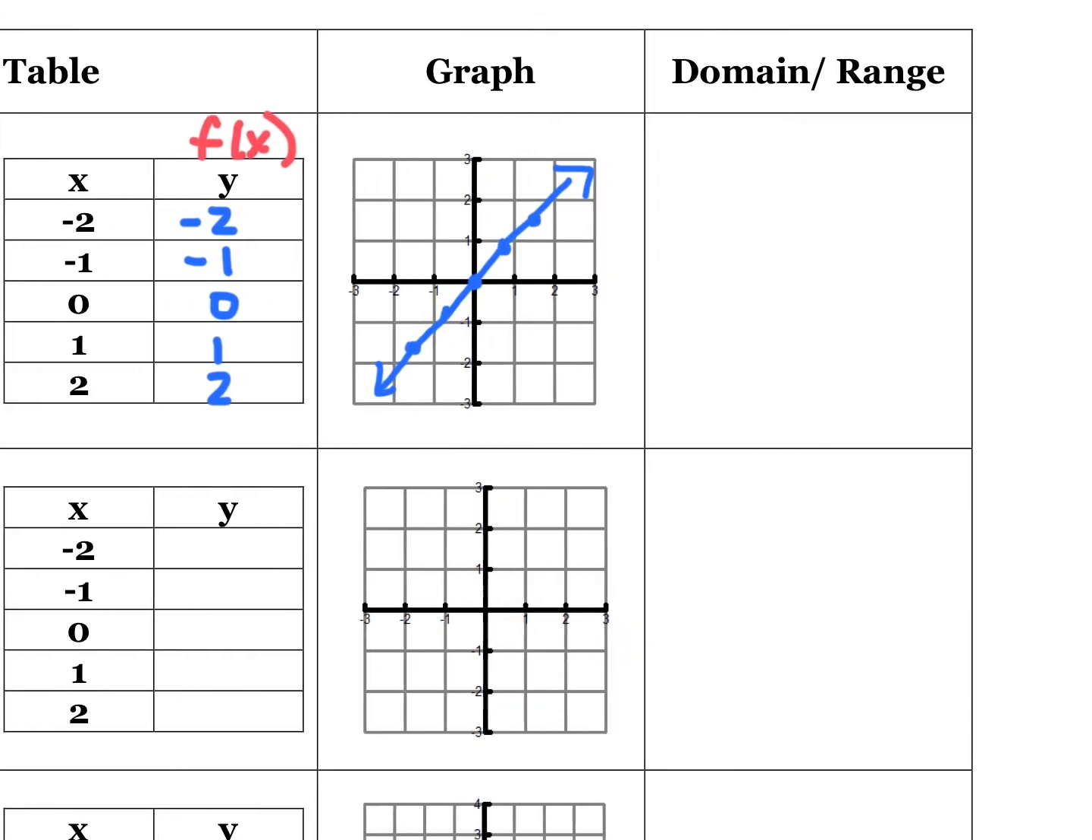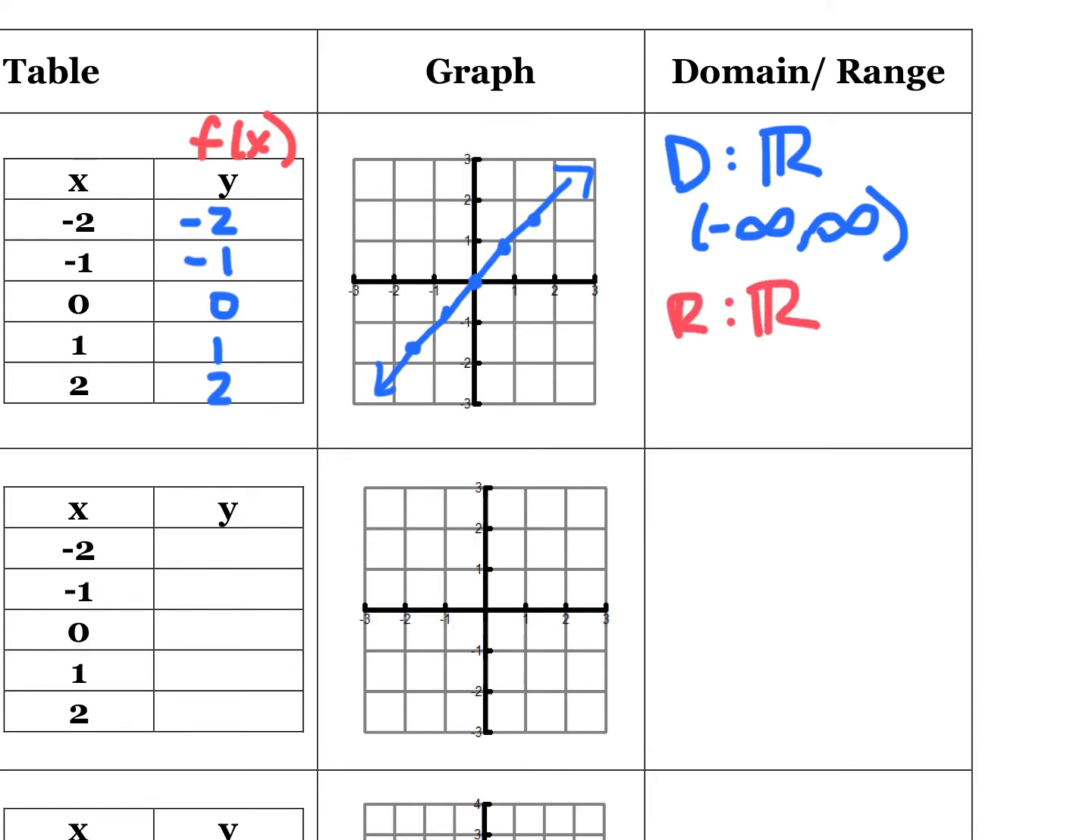This graph will never stop going left or right, so its domain is all real numbers, or in interval notation that would be from negative infinity to infinity. And its range is also all real numbers going from negative infinity to infinity.